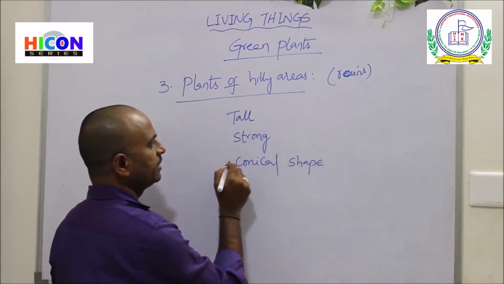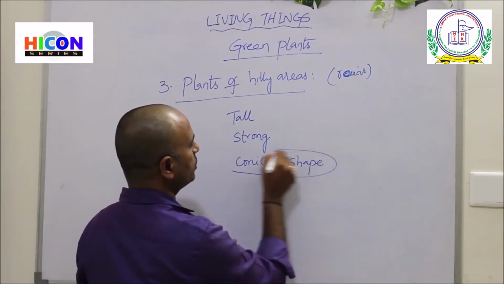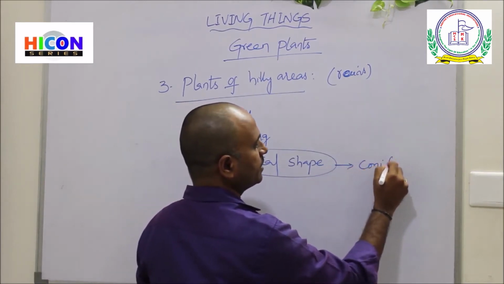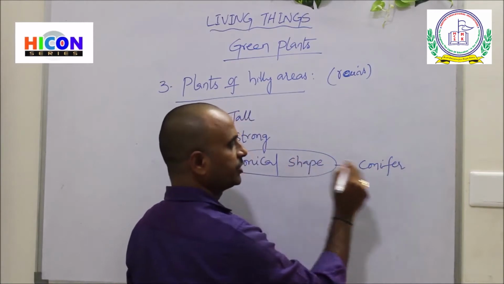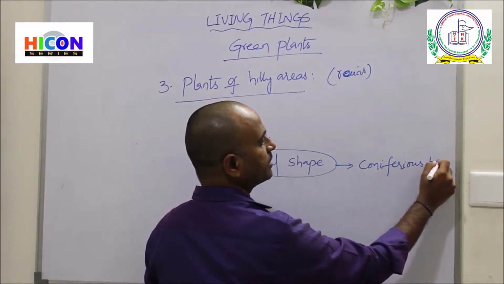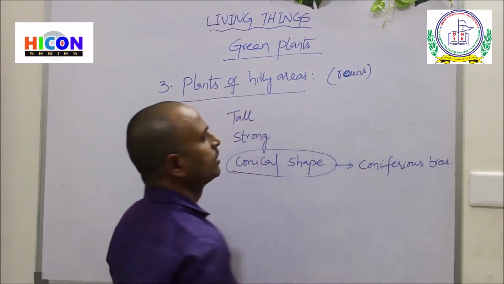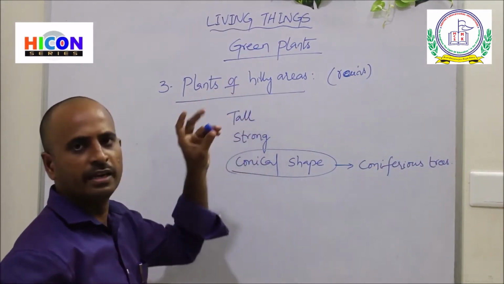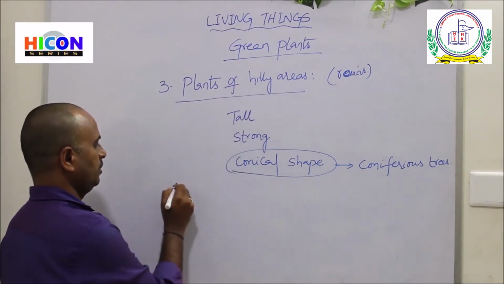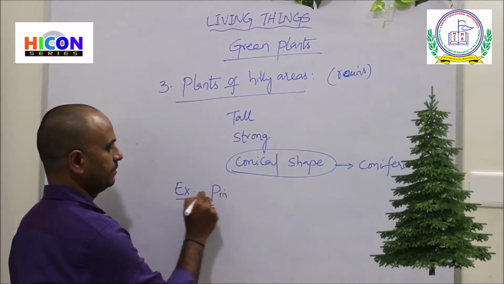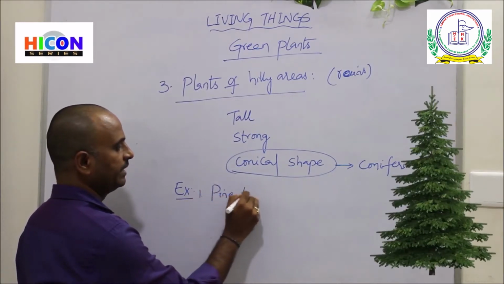That's why these plants are also called coniferous trees. Since they are in conical shape, these trees are called coniferous trees. The examples of plants grown in hill areas: the first example is pine trees.